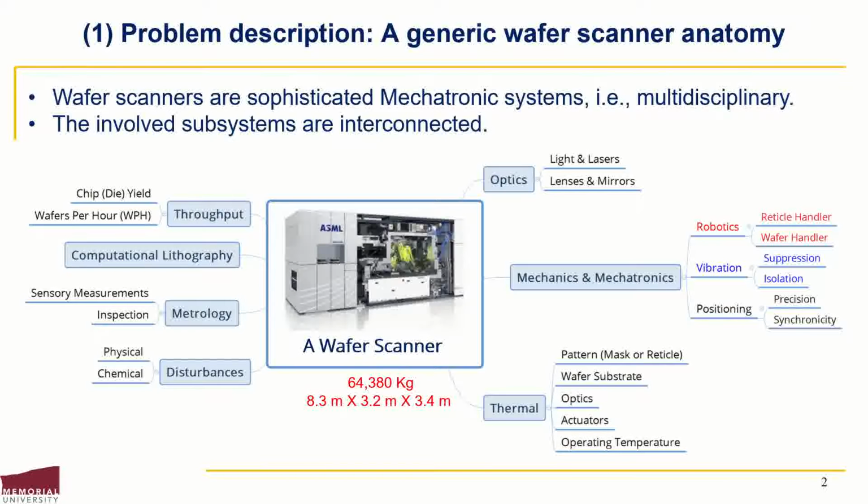According to this figure, a typical wafer scanner involves optics parts related to light and lasers, or lenses and mirrors. In addition, mechanics and mechatronic systems are heavily involved in the form of robotic handlers, anti-vibration systems, active thermal control systems, and metrology. The machine operating conditions are affected directly by the desired machine throughput, and so they will affect the theoretical design generated using computational lithography. The desired throughput is introduced to the machine in the form of motion trajectories.